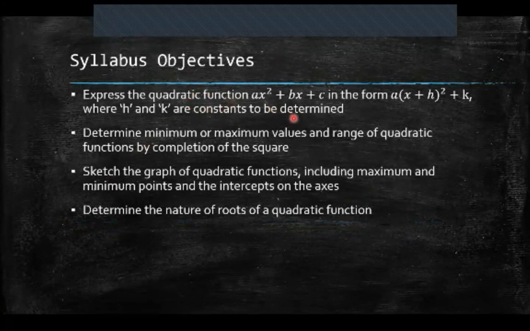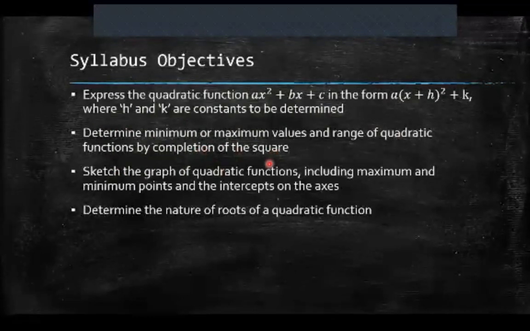So these are the objectives. To express the quadratic function ax squared plus bx plus c in this form, this is called the completed square form, right? Where h and k are constants to be determined. I'll show you what I mean by that when we move on. Determine the minimum and maximum values and the range of quadratic functions by completion of the square. I'll show you that. And then sketch the graph of quadratic functions, including maximum and minimum points and the intercepts on the axis. So these three objectives, that's what we're doing, right?